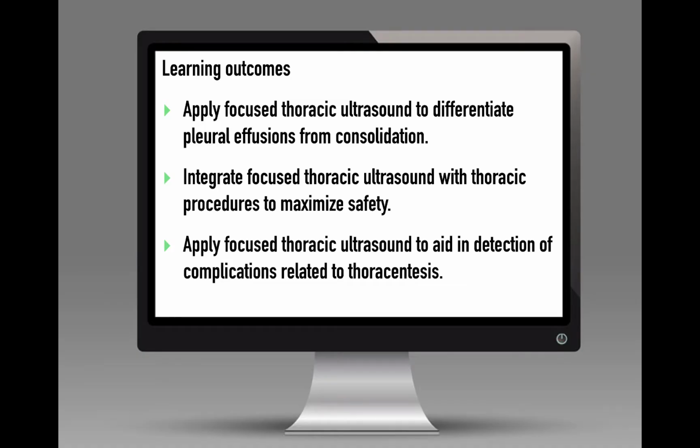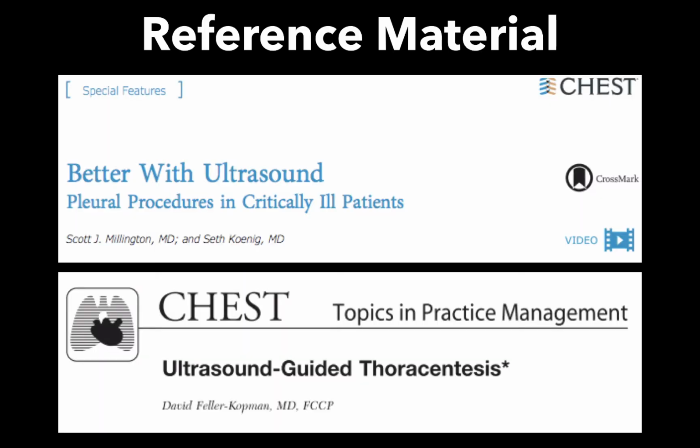The learning outcomes in this tutorial are first to apply thoracic ultrasound to differentiate pleural effusions from consolidation and to really help you maximize safety in performing this procedure. Finally, to aid in the detection of complications related to thoracentesis or pigtail insertion. What we want to really focus on here is the presence of pleural effusion and some procedural basics. Here are some key reference articles that will help you understand some of the core topics and some of the procedural sequencing.